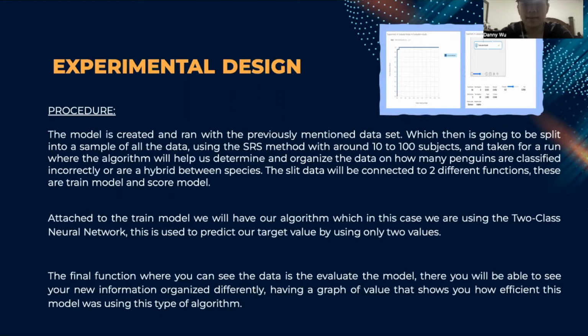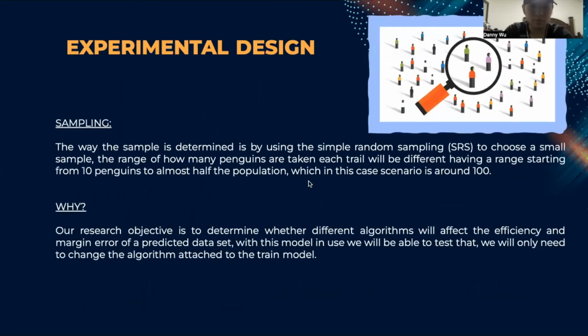Split data will be connected to two different functions. These are train model and score model. Attached to the train model, we'll have our algorithm, which is in this case the two-class neural network. The final function where you can see the data is the evaluate model. It will give you the information organized differently, and it will give you graphs and statistics. Our research objective is to determine whether different algorithms will affect the efficiency and margin of error of a predicted dataset.